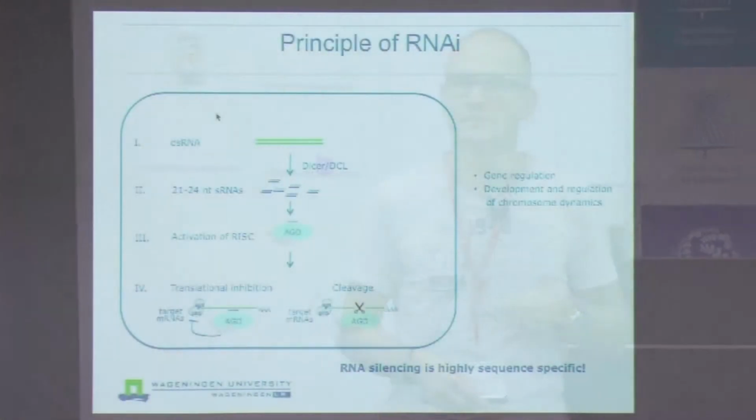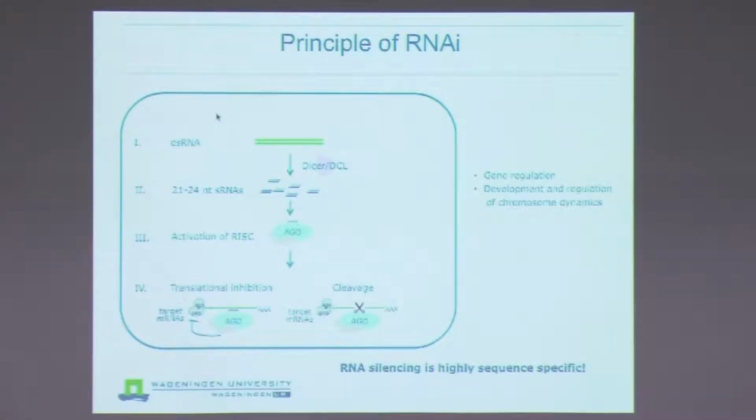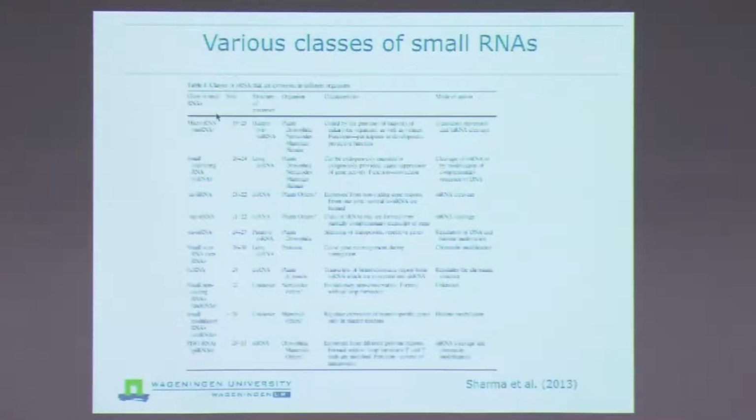Often when people talk about RNAi, they also talk about a sequence-specific RNA degradation mechanism. This mechanism is basically conserved in all eukaryotic organisms, in mammals, plants, nematodes, insects, you name it, where it's involved in gene regulation as well as in development and regulation of chromosome dynamics. And then you talk about euchromatin, heterochromatin. So as said, RNA silencing is highly sequence specific.